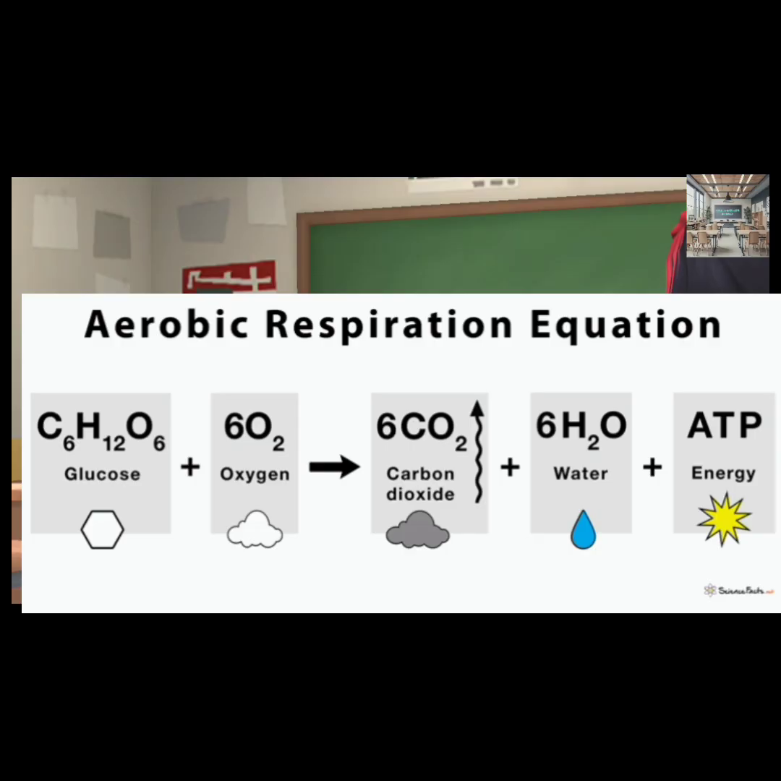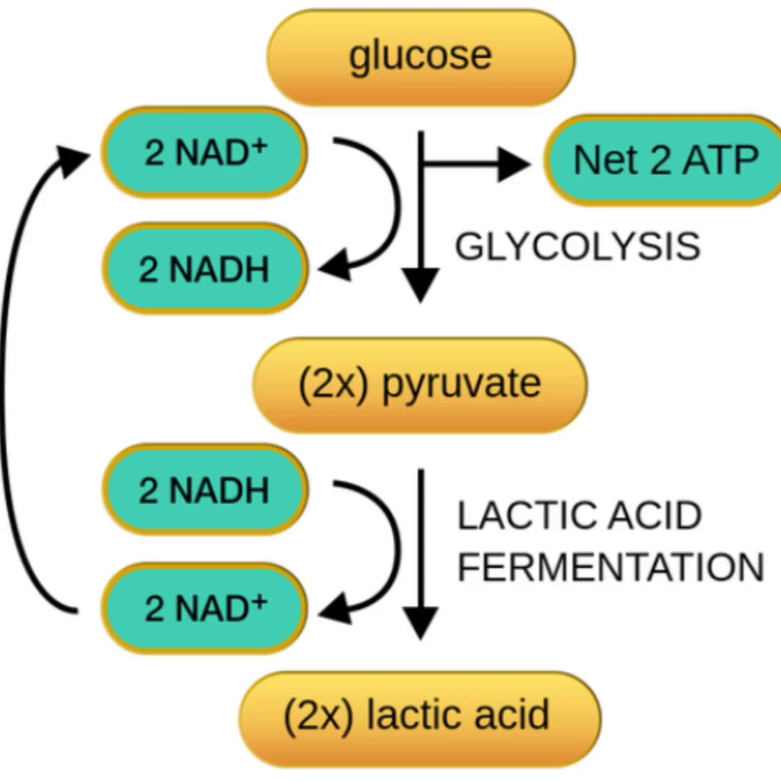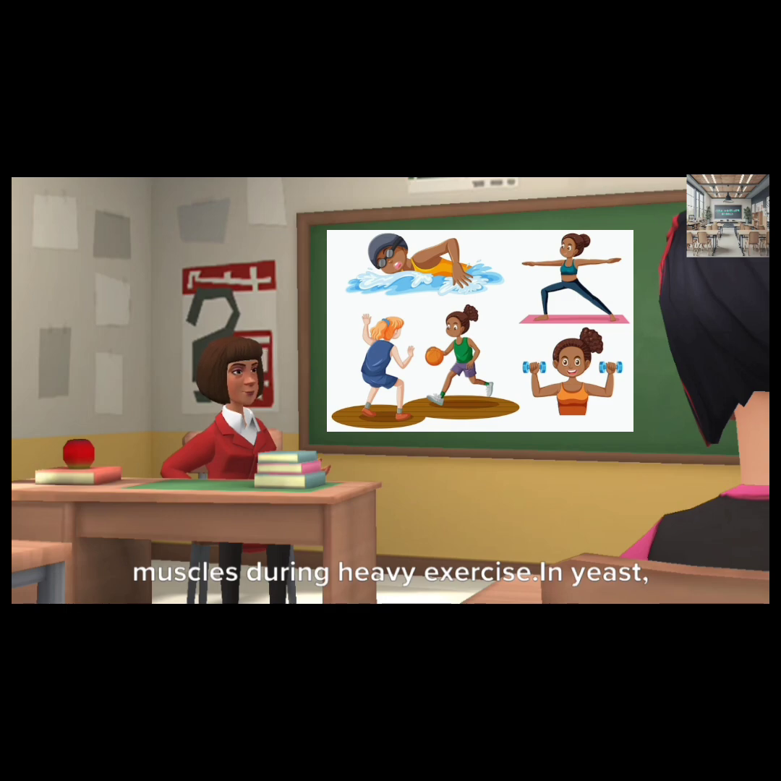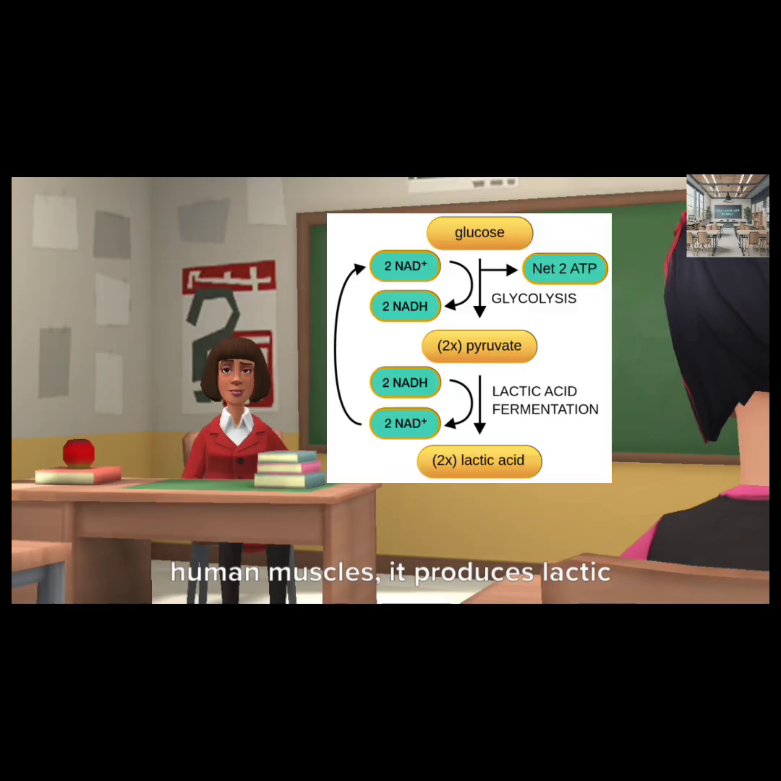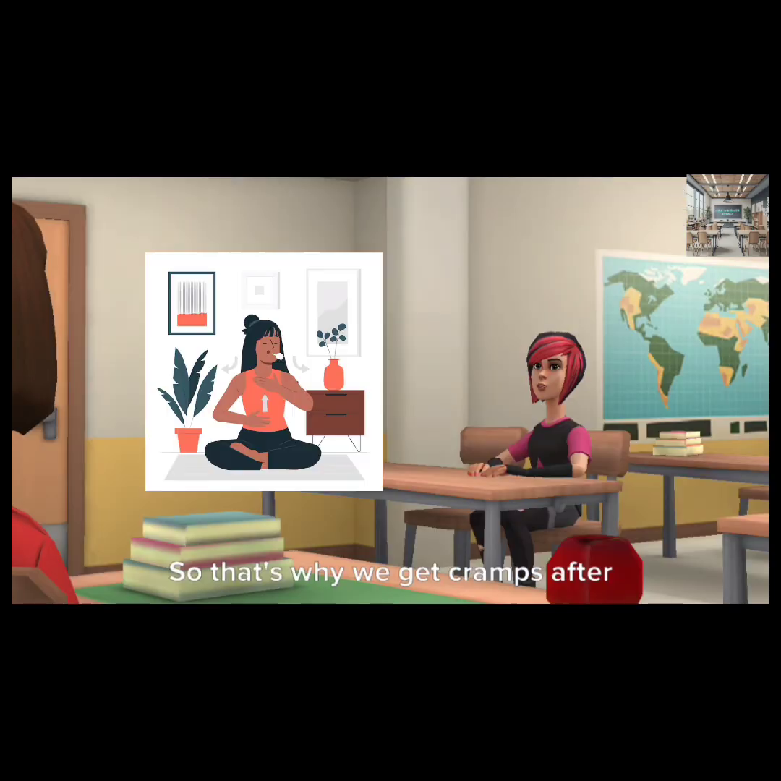Equation: glucose plus O2 gives CO2 plus H2O plus energy. Anaerobic respiration, without oxygen, happens in yeast, some bacteria, and human muscles during heavy exercise. In yeast, it produces alcohol and CO2, fermentation. In human muscles, it produces lactic acid, causing cramps. So that's why we get cramps after running.